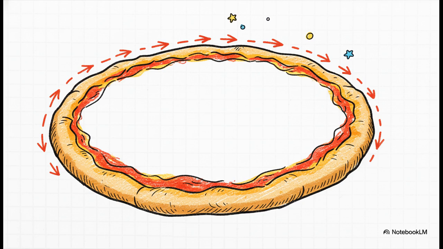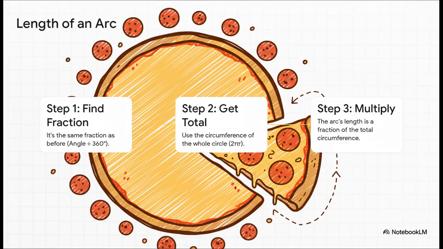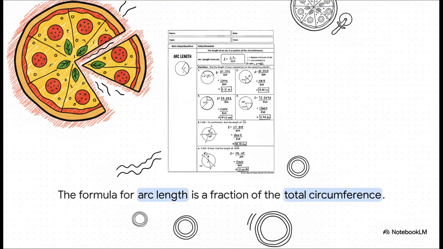Again, we're starting with a concept that should feel pretty familiar. And just look at this. It is the exact same 3 steps. It's amazing. Step 1, find the fraction using the angle, just like before. That's your angle divided by 360. Step 2, get the total length, the circumference, which is 2 pi r. And step 3, you guessed it, multiply them. The length of your crust is just that fraction of the total circumference. And there it is, the official formula, which should look incredibly familiar by now, right? The arc length is the fraction, x over 360, multiplied by the total circumference, 2 pi r. It's the same logic. We just swapped out a different whole.